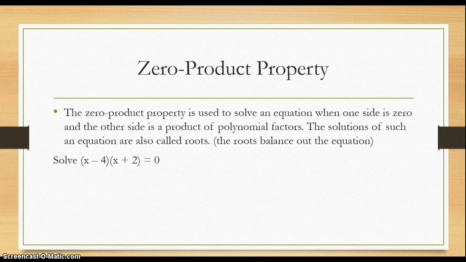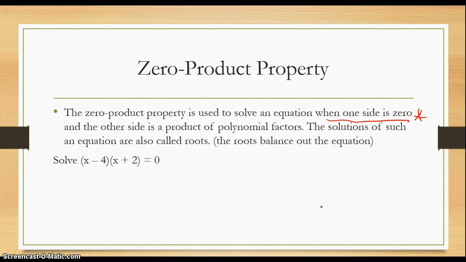So the first thing is the zero product property. The zero product property is used to solve an equation when one side is 0. So this is very important. When one side is 0 and the other side is a product of polynomial factors. So this is the main thing right here. One side must be 0, and the other side is a product of polynomial factors, and you'll see different forms of that throughout this video. The solutions of such an equation are called roots. The roots balance out the equation.